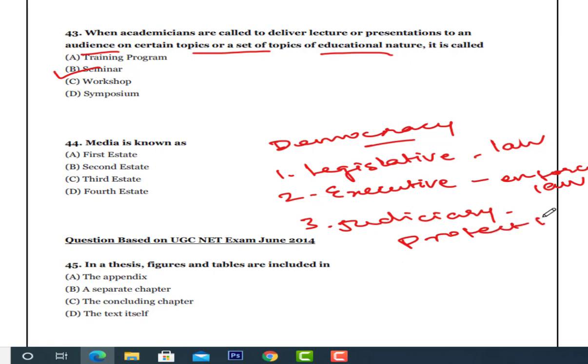And judiciary protects and governs the law. For example, if somebody is not following the law, they will protect it, or they will give punishment if they are not obeying that law. So that is judiciary. And the 4th one is media. Media people are called the 4th estate. The first one is legislative, second is executive, third is judiciary, and the 4th is the media estate. So the media is known as the 4th estate.